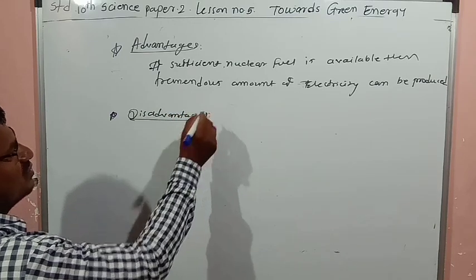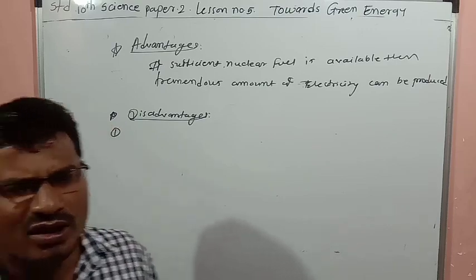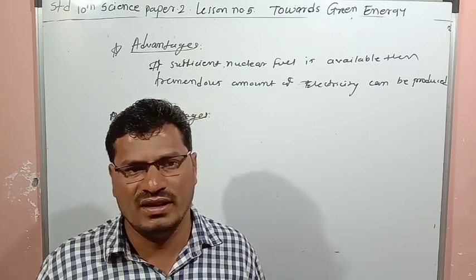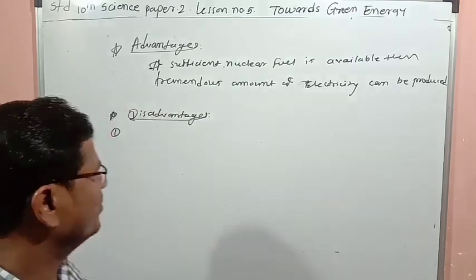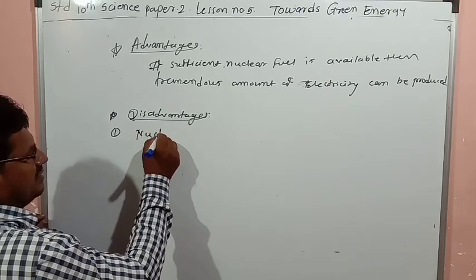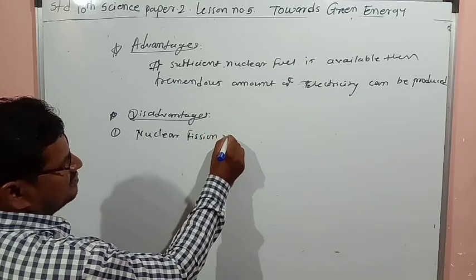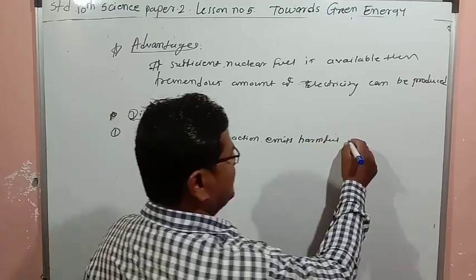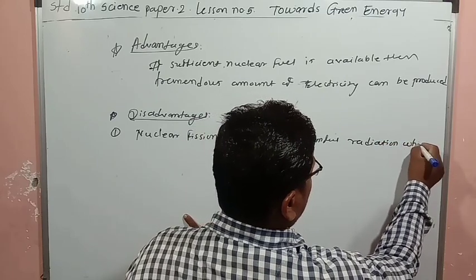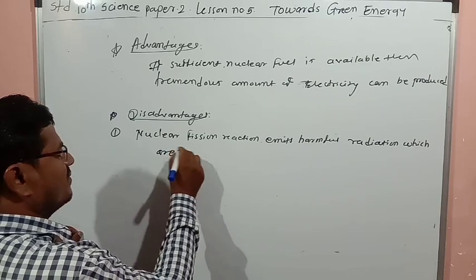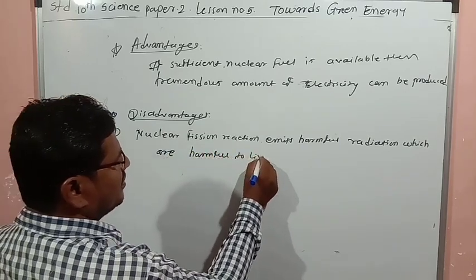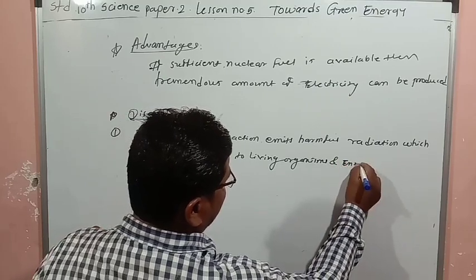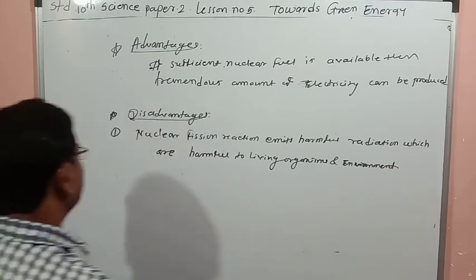What are the disadvantages? There are 2-3 disadvantages. First one, nuclear fission reaction emits harmful radiations, nuclear radiations, which are harmful to living organisms and the environment.